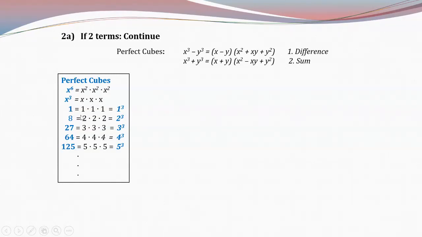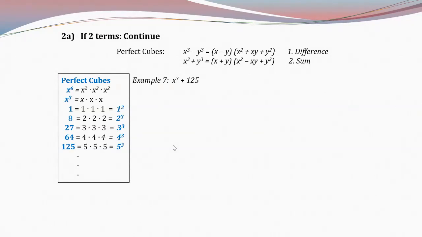1's a perfect cube, which is 1 cubed. 8's a perfect cube, which is 2 cubed. 27's a perfect cube, which is 3 cubed, and so forth. Right? So the more that you know, the better you're off. But at least know 1 through 125, which are the perfect cubes of 1 through 5. Okay, now, example number 7.